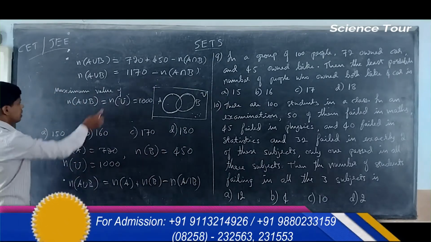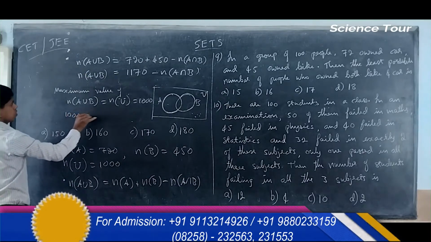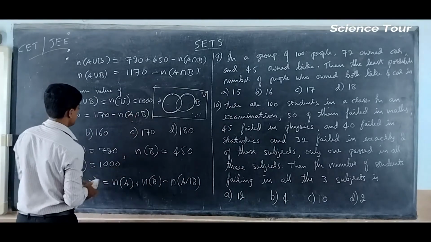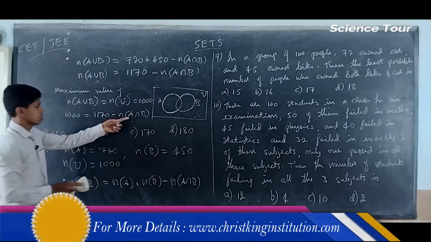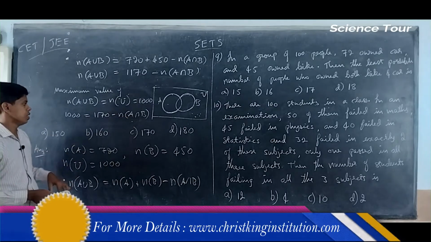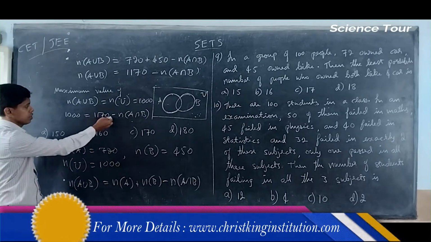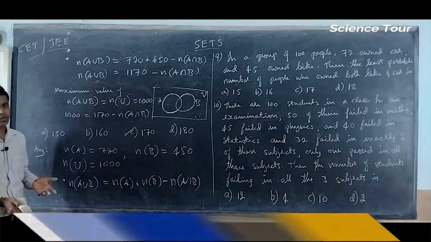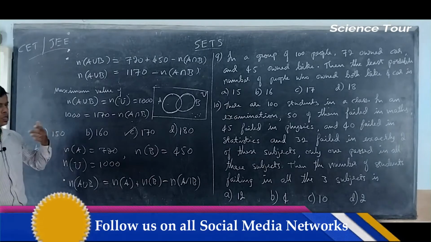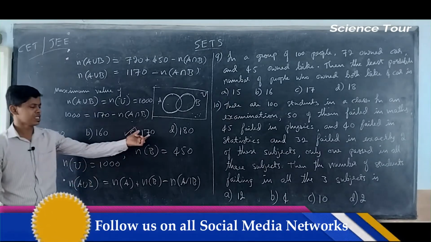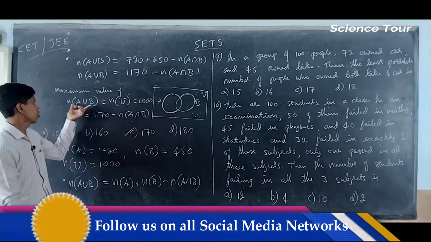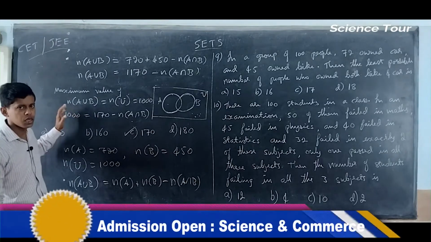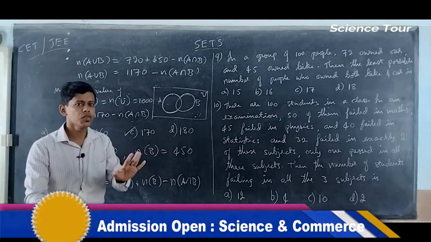So if that is 1000, then this is 1170 minus n of A intersection B. So that means what is the value of A intersection B? That will be, yes, 170. That will be 170, and that's the answer for this particular question. So what is the least value? 170, because the highest value of A union B is 1000. You cannot go more than 1000. 1000 is the total number of people surveyed.